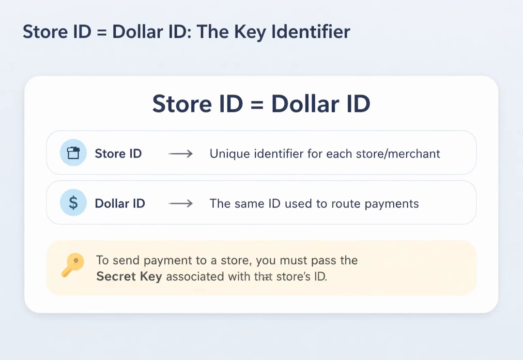Here's a key detail. The store ID and the dollar ID are actually the same thing. The store ID is the unique identifier assigned to each merchant or store. When you want to send a payment to a particular store, you need to pass the secret key that belongs to that store's ID. If you pass the correct secret key for the correct store ID, the money will go to that store's account. Get this wrong, and the payment won't reach the right destination.